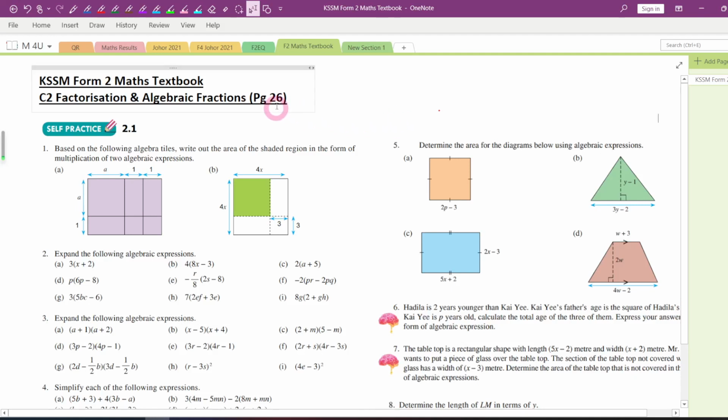Hi, in this video, let's look at your Form 2 Math textbook, Chapter 2, page 26, Cell Practice 2.1. So I will choose some questions here to discuss with you. Before I start discussing, let me introduce to you these two formulae first.